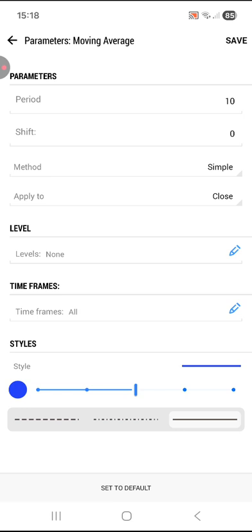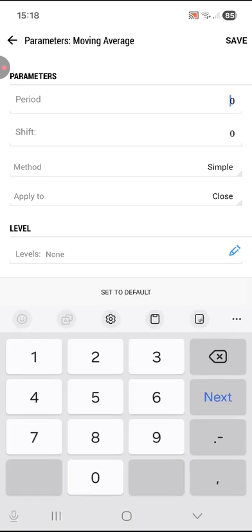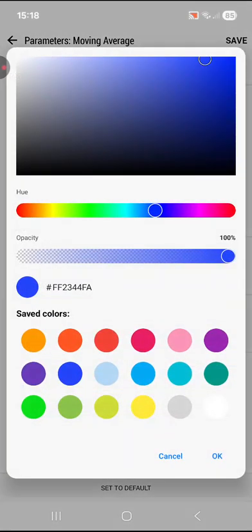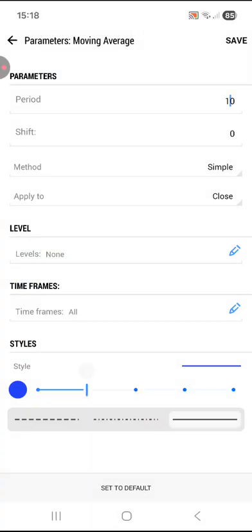And we want to keep the period 10. You can add a 20 period moving average, but we want to keep it 10. I like to keep it a color blue. You know, some people keep it pink, some people keep it purple. I like it blue. And I like the thickness to be either very thick or medium, okay?